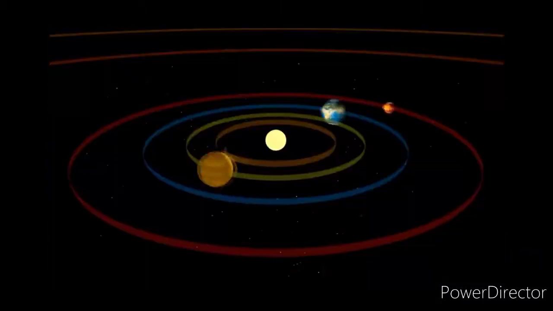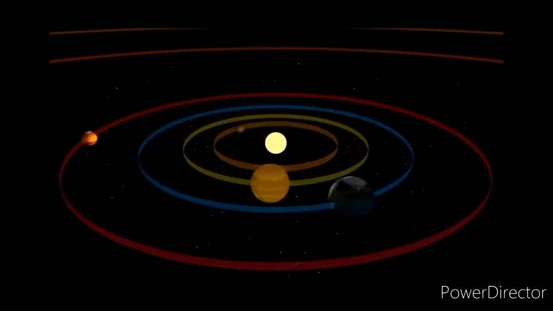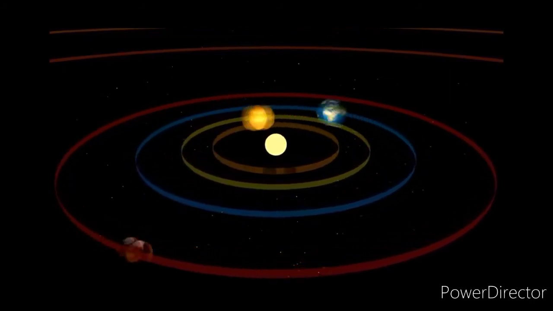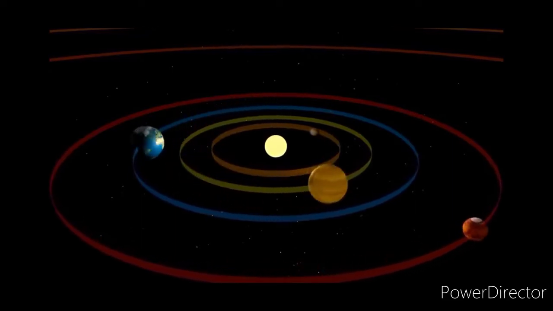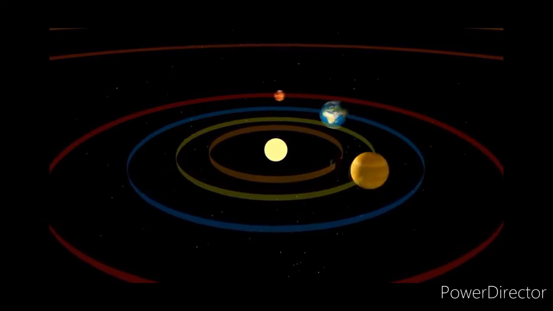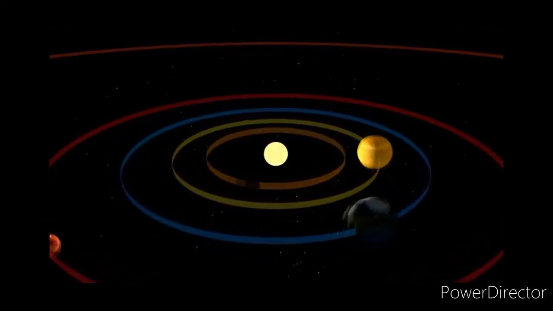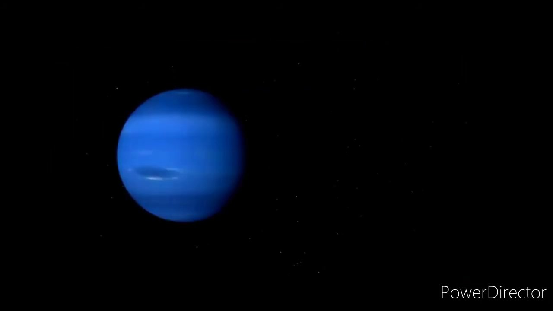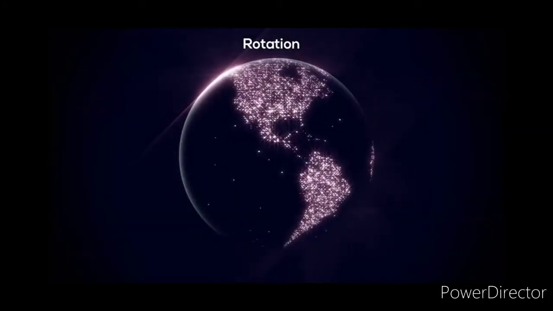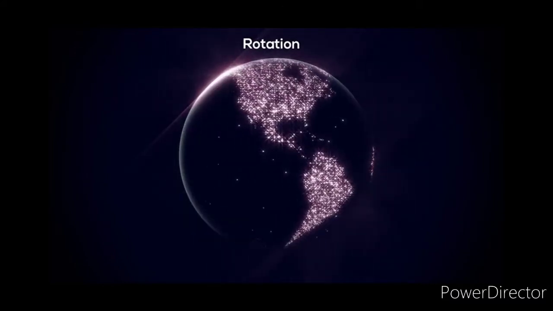The sun is the center of the solar system, and the earth and all other planets revolve around it along a fixed elliptical path called orbit. It always stays the same. So these are the two important motions of the earth, rotation and revolution. So children, let's learn about the first motion of the earth, that is rotation.